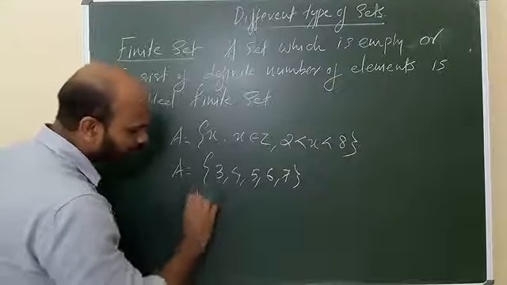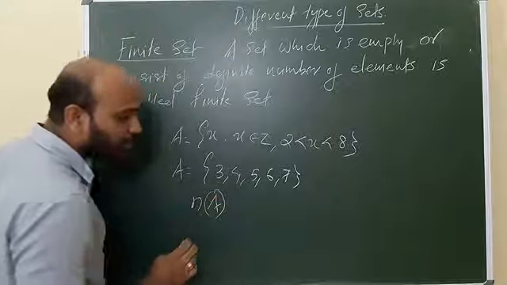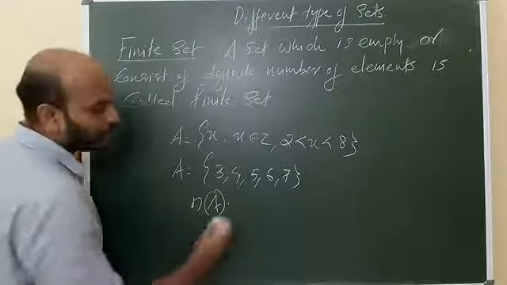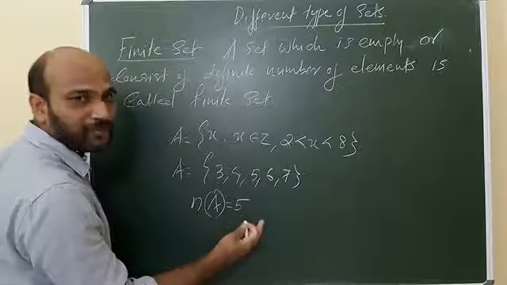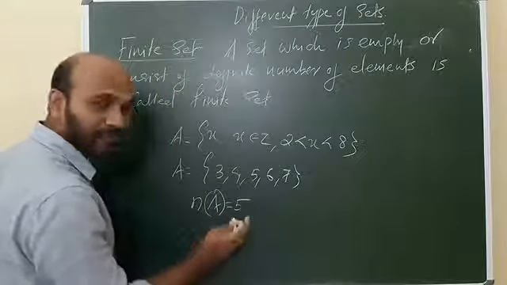We can write n of A. n of A means the number of elements in A. The number of elements in A equal to 5. n of A should be a definite value. It can be 0 or a definite value.